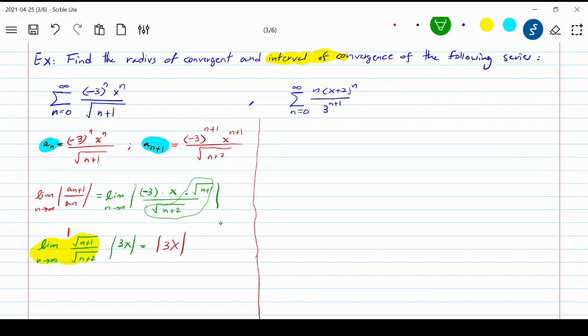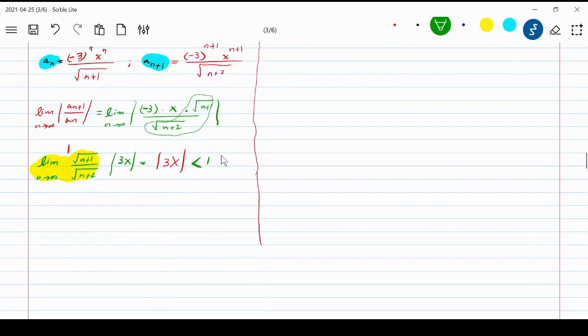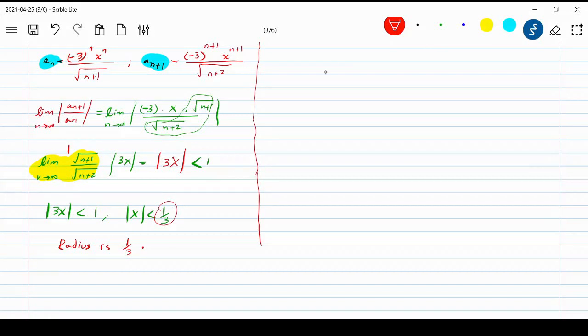And when do we have convergence? We have convergence if this is less than 1. So what can I say about x? We know that the absolute value of 3x must be less than 1, so the absolute value of x must be less than 1/3. So I found out what the radius is. The radius of convergence is 1/3. And what is the center, by the way? The center is 0. This is x minus 0. So the center is 0.